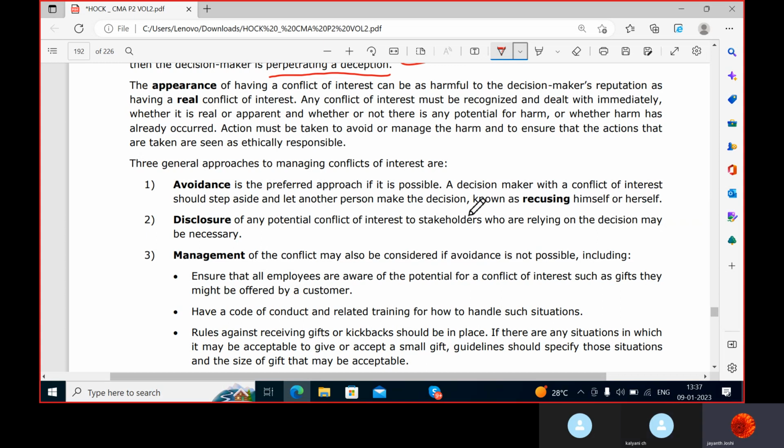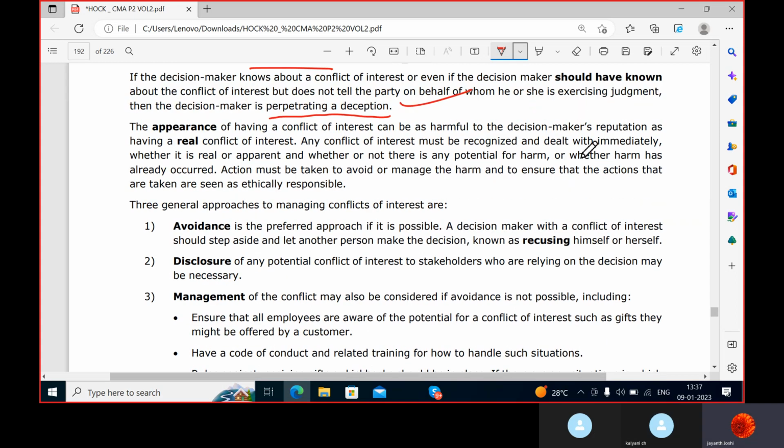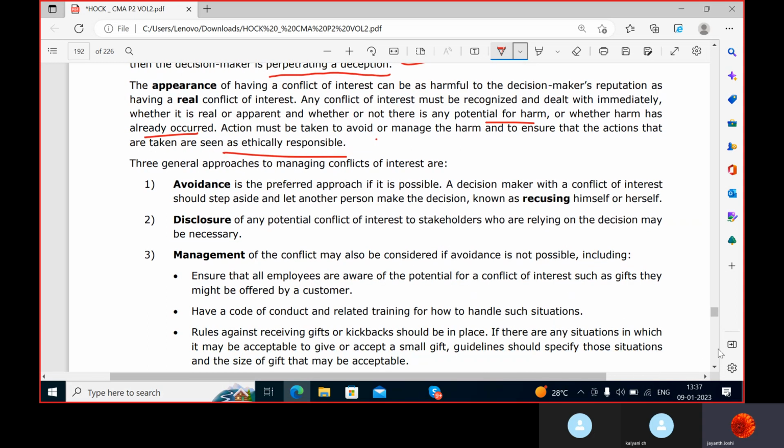Correct? So any conflict of interest must be recognized and dealt with immediately, whether it is real or apparent, and whether or not there is any potential for harm or whether harm has already occurred. Action must be taken to avoid or manage the harm and to ensure that the actions taken are seen as ethically responsible. That means you should always do that which is good for your shareholders, and you are ethically responsible to do that.